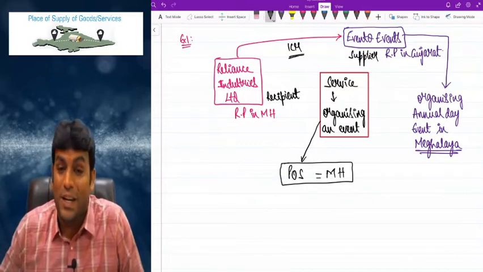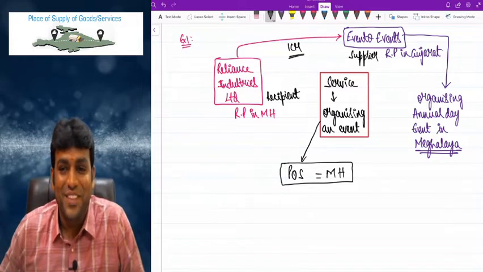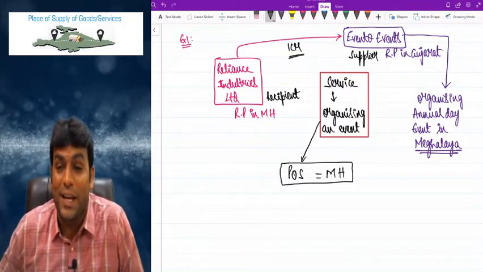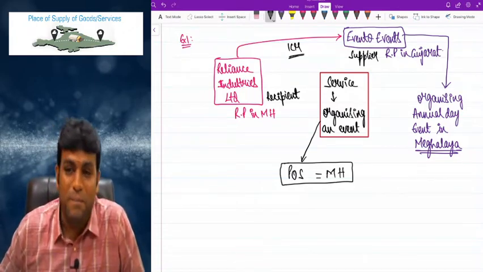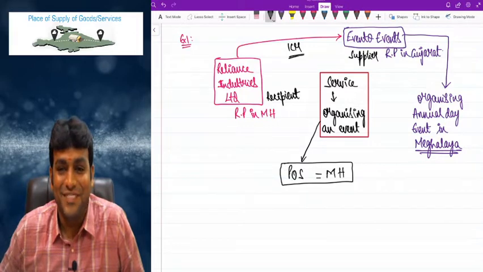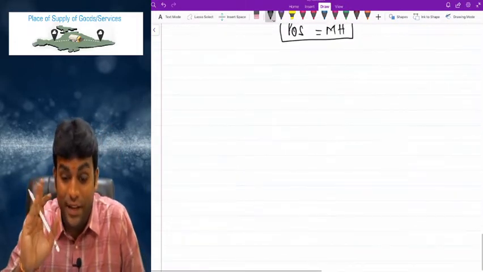That is a great point given by section 12.7. 12.7 talks about services in relation to organizing an event, where the law clearly says that if the receiver is a registered person, then the place of supply is the location of such person. Clear? Now, the story is not yet done. I am not done yet. Wait.